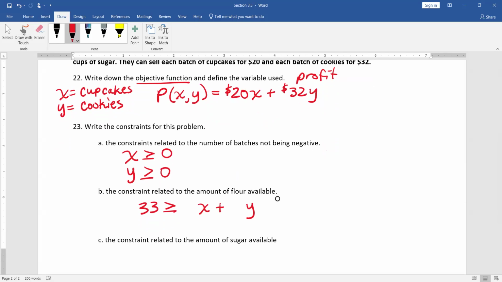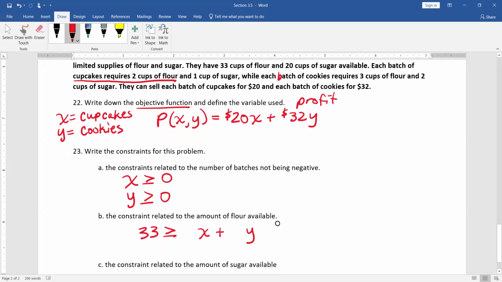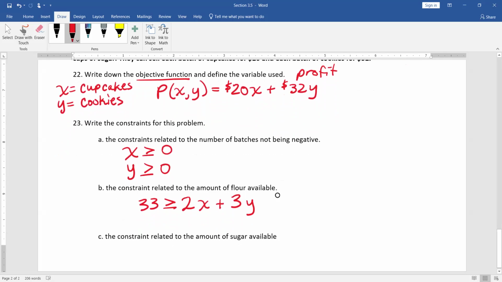So I know that x represents cupcakes. So if I go back to my cupcakes, cupcakes require 2 cups of flour. So that means for every batch of cupcakes I make, I'm going to use 2 cups of flour. And for every batch of cookies, I'm going to use 3 cups of flour. So what I'm saying is that the 2 cups per batch of cupcakes plus the 3 cups of flour per batch of cookies must be less than or equal to the amount of flour that I have in total, which is 33. Now we do the same thing with the sugar.